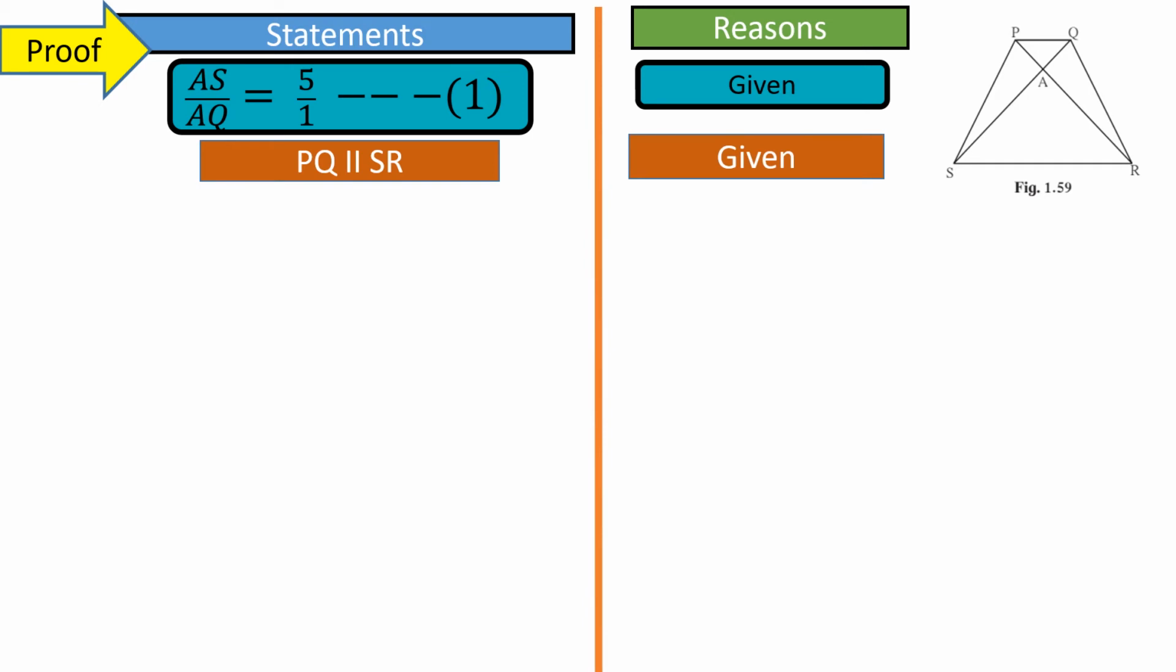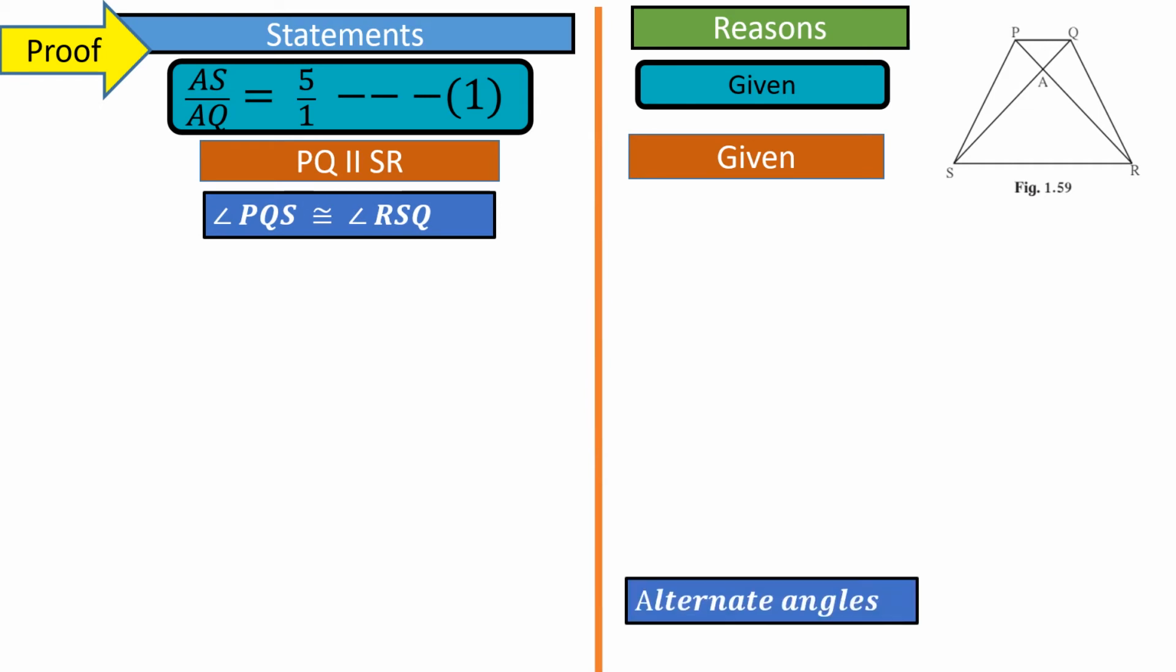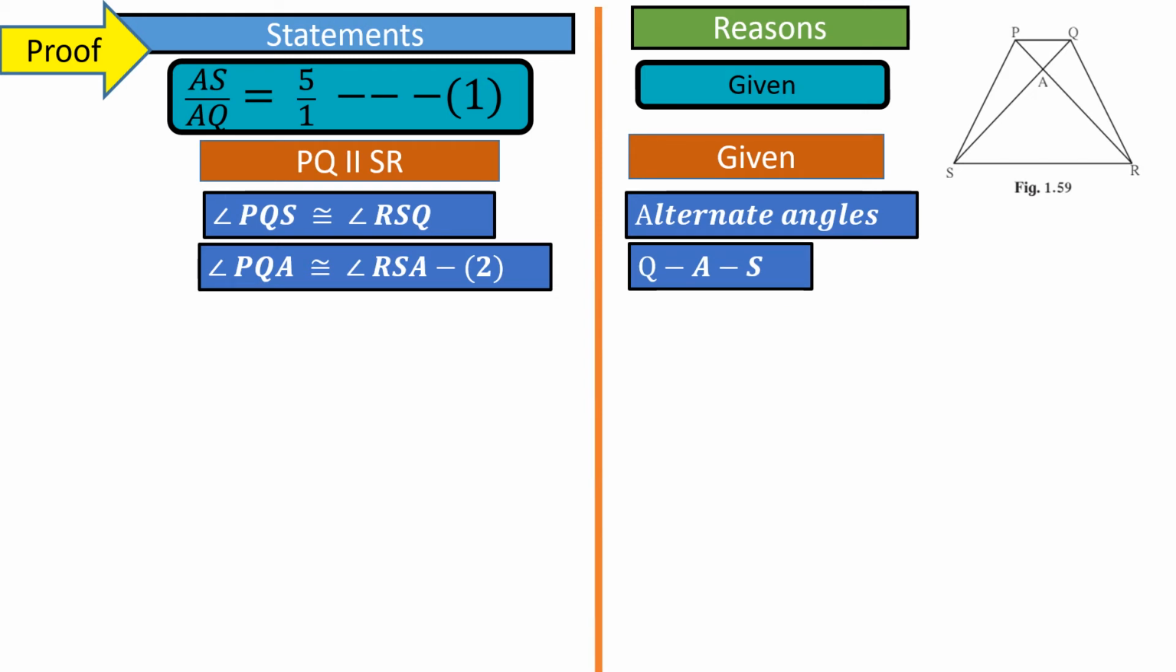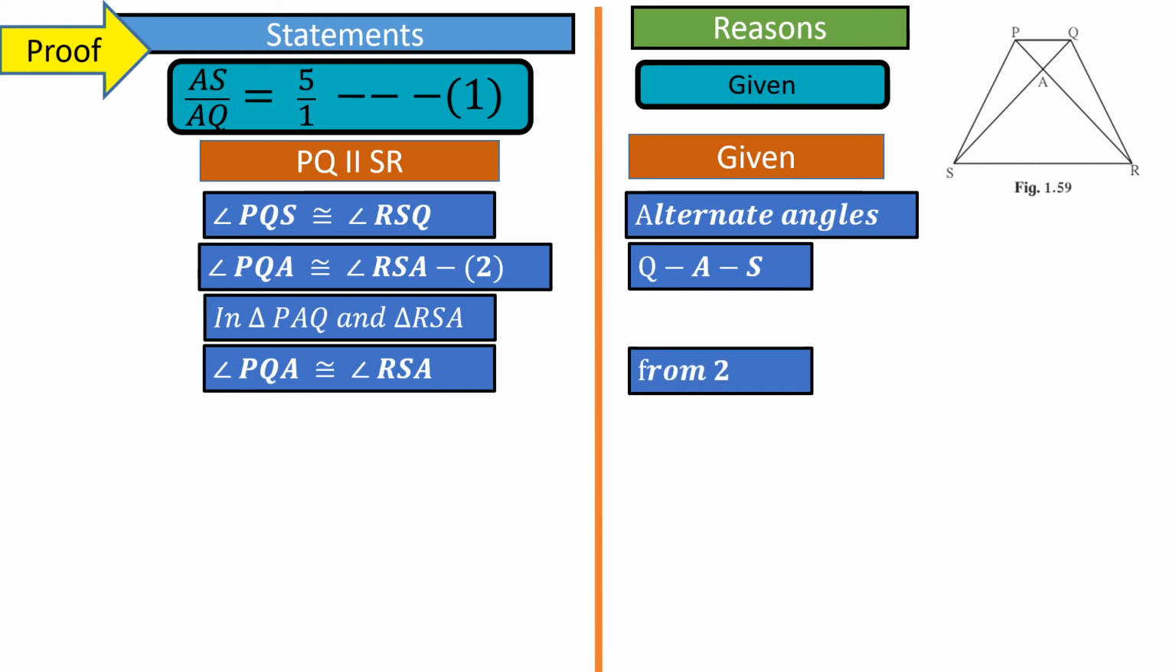we know angle PQS is congruent to angle RSQ. And why are these two angles congruent? Yes, you are right, alternate angles. We'll write the name of this angle PQS as PQA and angle RSQ as angle RSA. And we'll write the reason for this, it is alternate angles. So we have got one angle of these two triangles congruent because they are alternate angles.